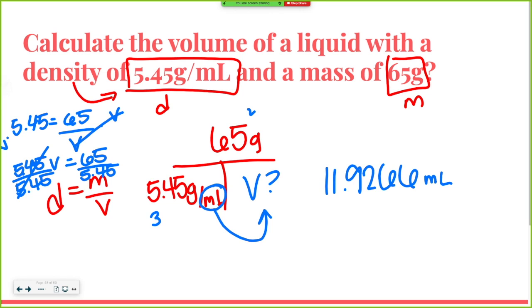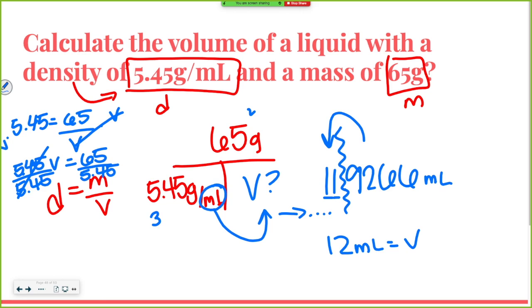So 2 sig figs, 3 sig figs. How many can I have in my answer? 2. Good job. So that means I have to cut it off right here. I'm coming from the left this way, and my 1 and 1 are my 2 sig figs. What does this 9 do? Rounds it to 12. So 12 milliliters is my volume.